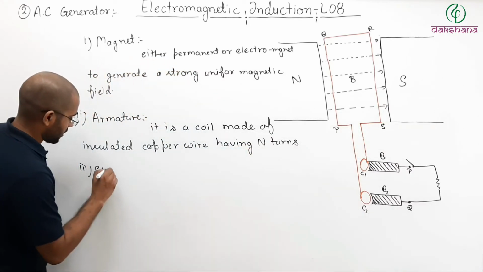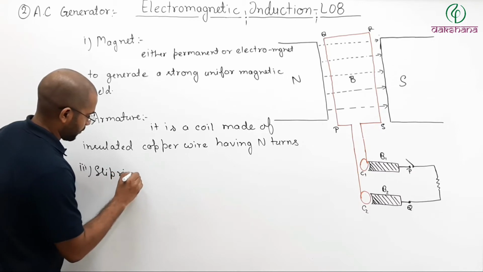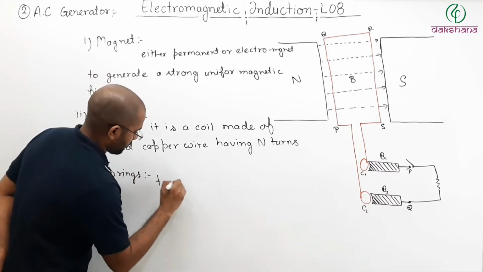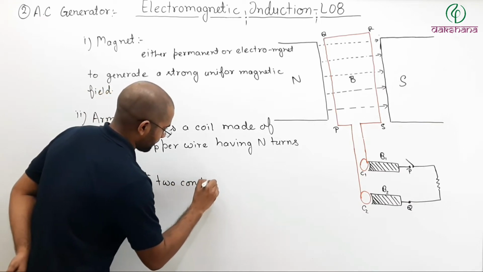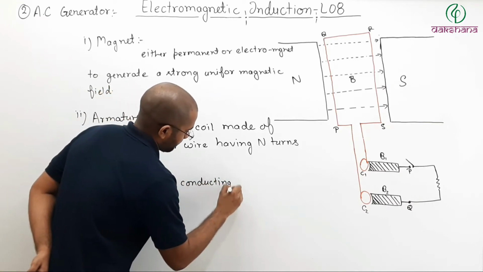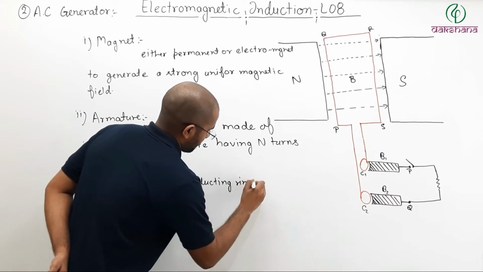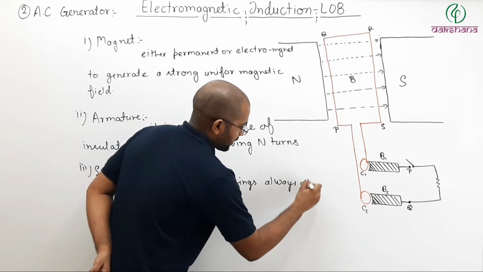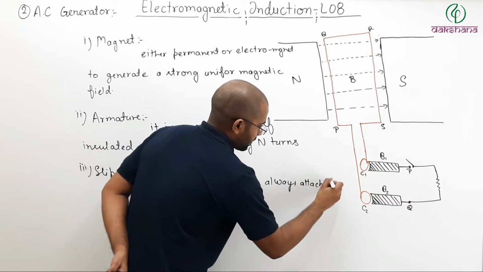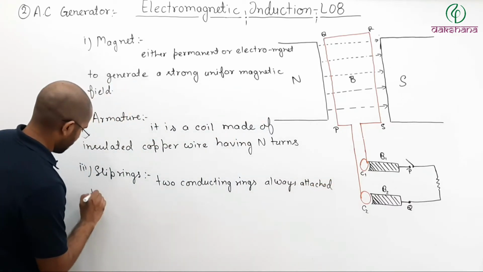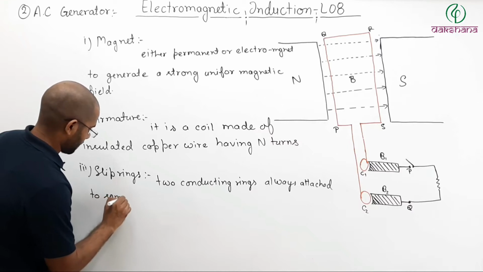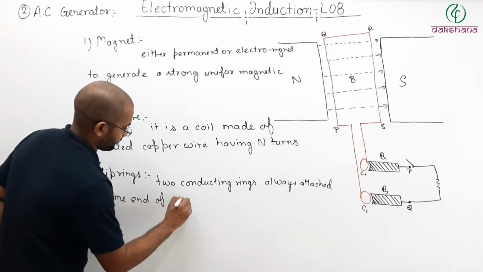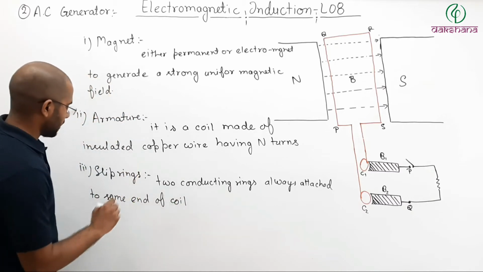Next is your slip rings: two conducting rings always attached to the same end of the coil. And there is another.